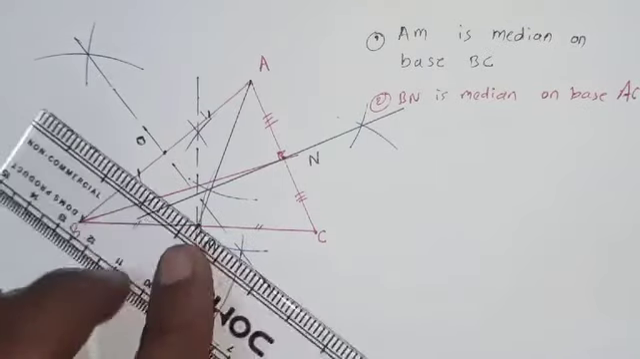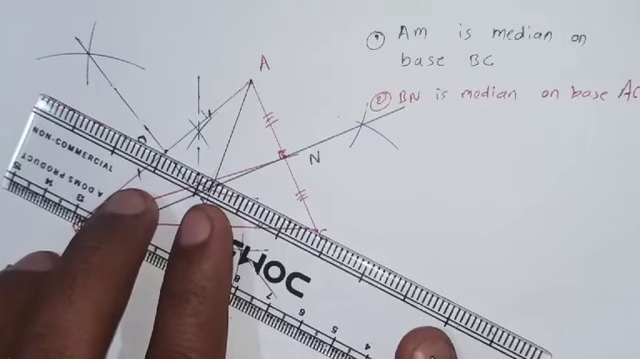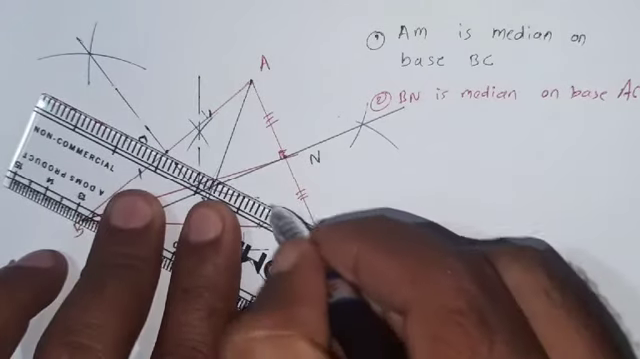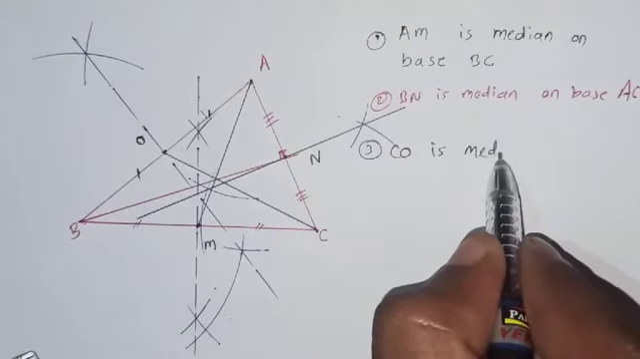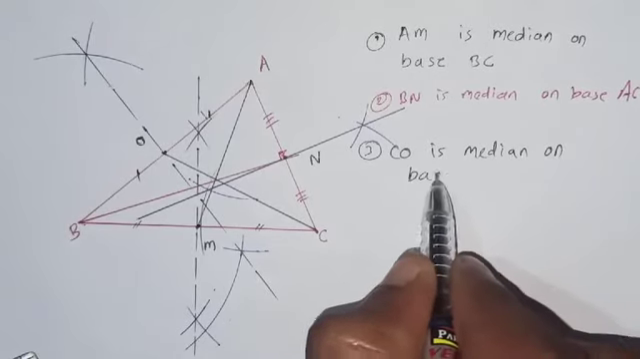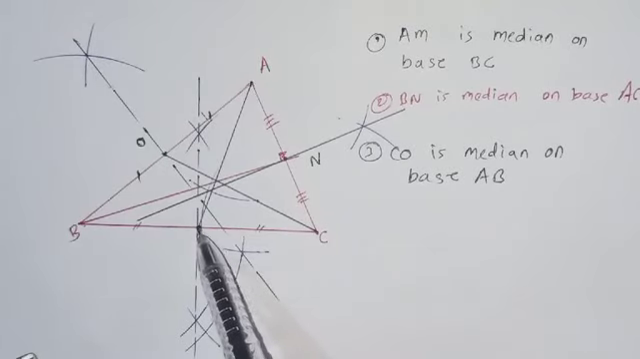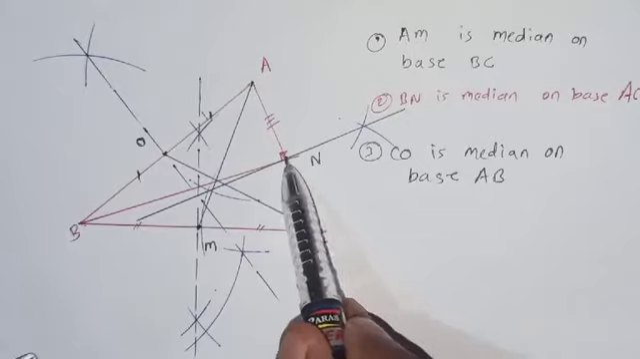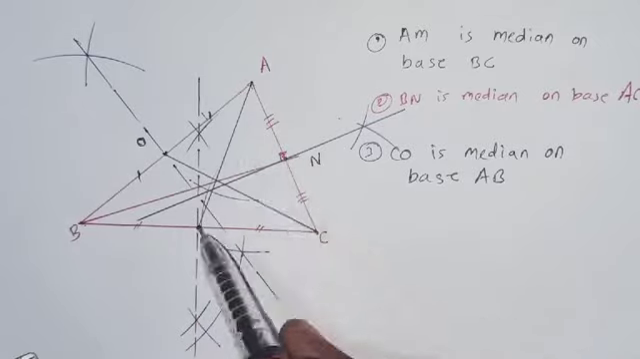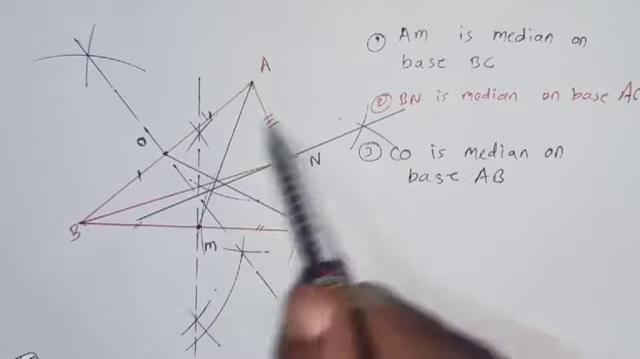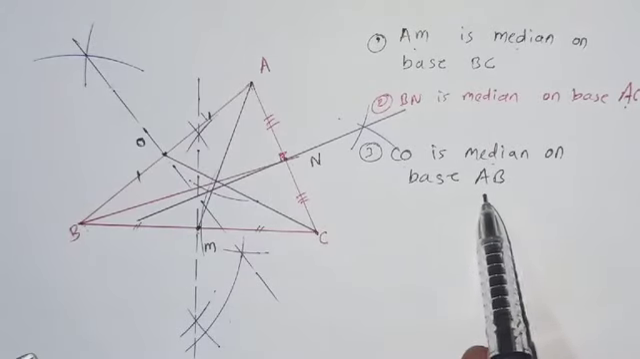Now we have to join CO. Third, CO is the median on base AB. So we have taken M as the midpoint of BC, N as the midpoint of AC, and O as the midpoint of AB. Then we have joined AM, BN, CO. So AM is the median on BC, BN is the median on AC, and CO is the median on base AB.